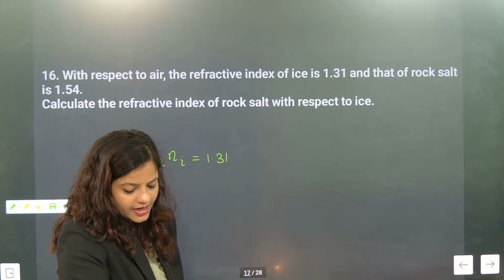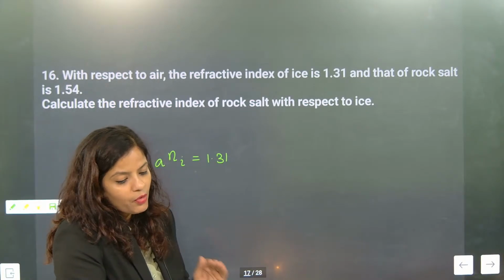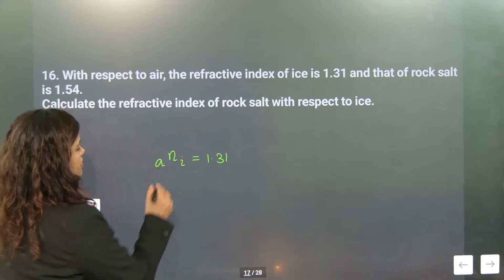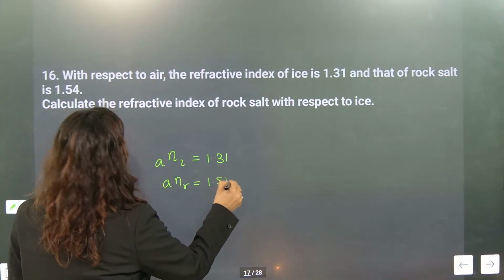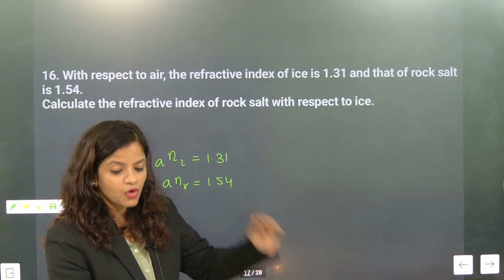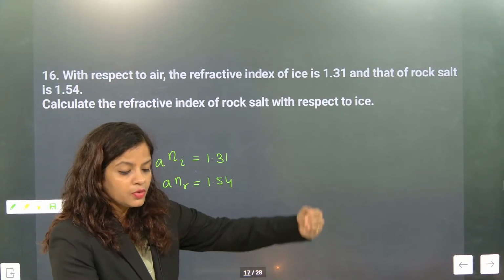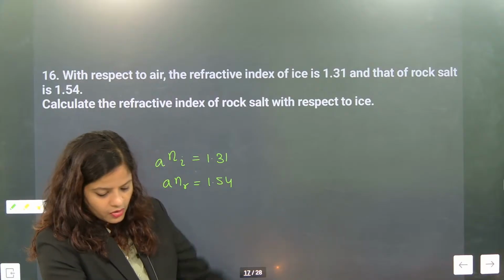After that, they are telling that the refractive index of rock salt with respect to air is 1.54. Calculate the refractive index of rock salt with respect to ice.